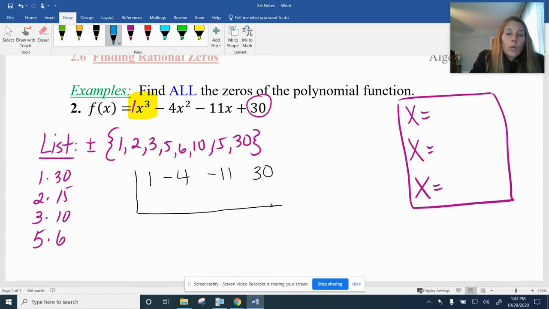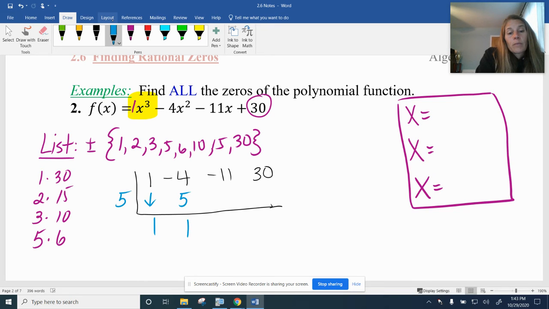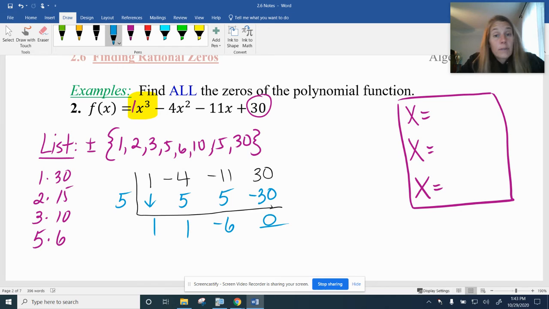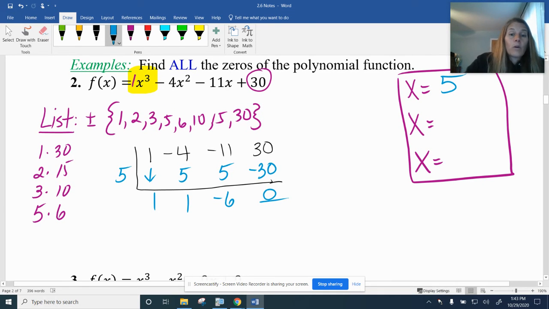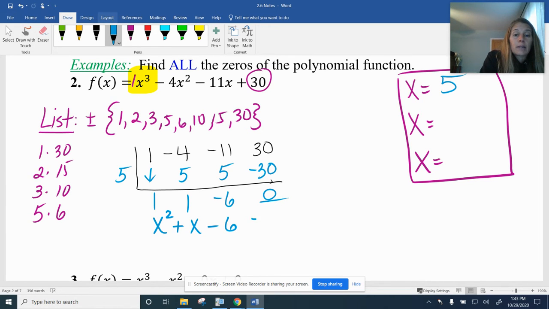And I'm going to try a different number. So instead of -4, I don't know, maybe I'm going to try 5 this time. Bring down the 1. 1 times 5 is 5. Add those up. 5 times 1 is 5. -11 and 5 is -6. And 5 times -6 is -30, which gives me that remainder of 0 that I needed. So I know one of my 3 zeros here is 5. So now that I know that that's 5, this remaining answer here is x squared plus x minus 6.